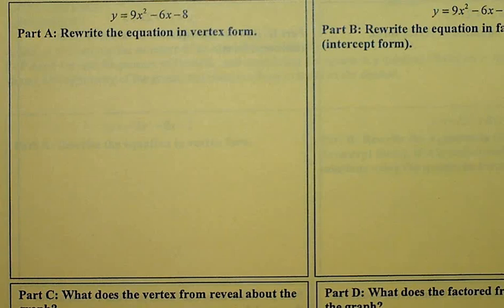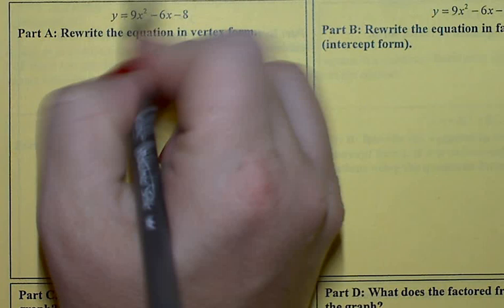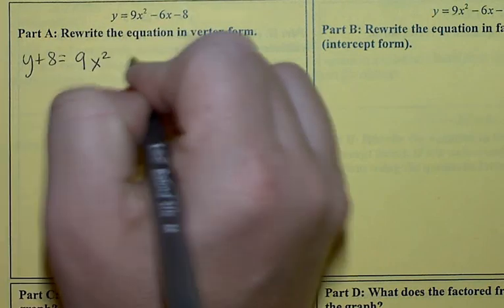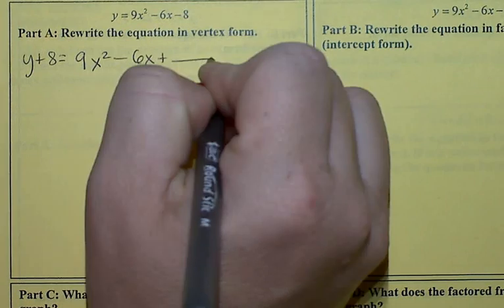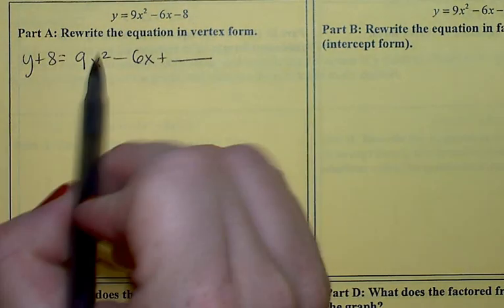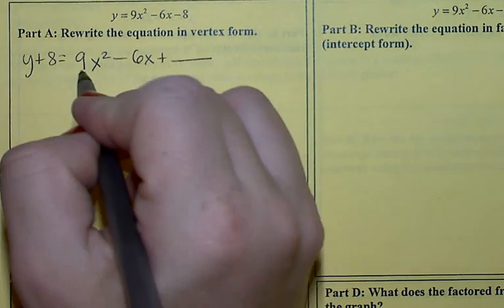Please do this with me. Rewrite this equation in vertex form. So I'm going to start by adding 8 to the opposite side. And then what's different about this problem compared to the problems before is the leading coefficient is not a 1. So I need to factor out this 9.